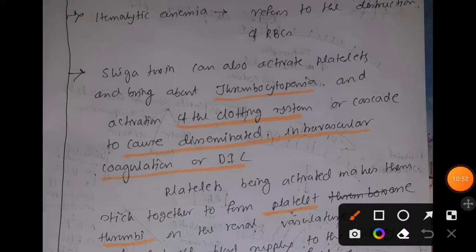So if you are having difficulties remembering the situations, then I would recommend that you just remember that Shiga toxin, by activating platelets, causes thrombocytopenia, activation of the blood clotting system or cascade to cause disseminated intravascular coagulation or DIC.